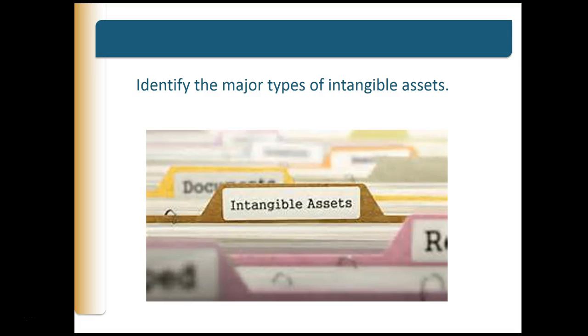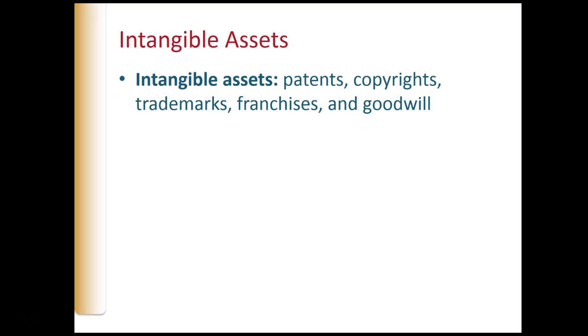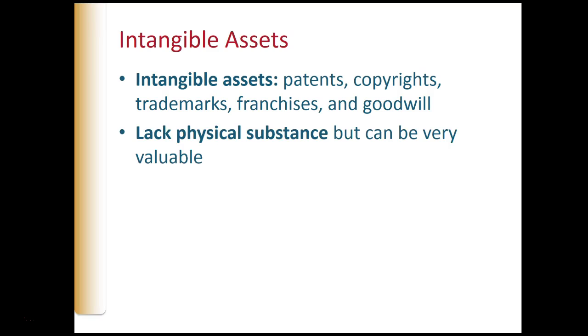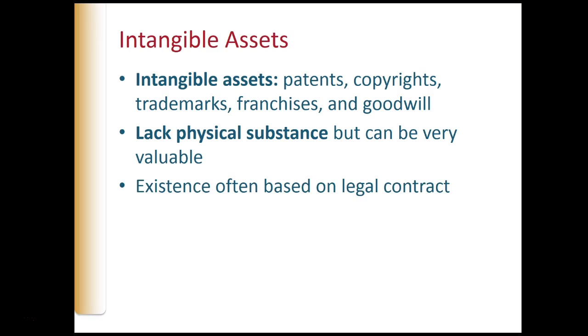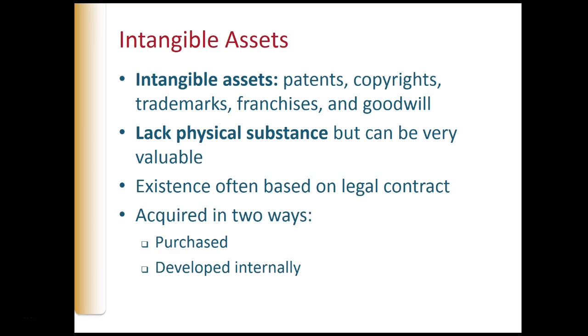Next, we're going to identify the major types of intangible assets. Now, the other major category of long-term assets, which are intangible assets, have no physical substance. Assets in this category include patents, trademarks, copyrights, franchises, and goodwill. Now, despite their lack of physical substance, intangible assets can be very valuable. One of the most valuable intangible assets for many companies is their trademark or brand.